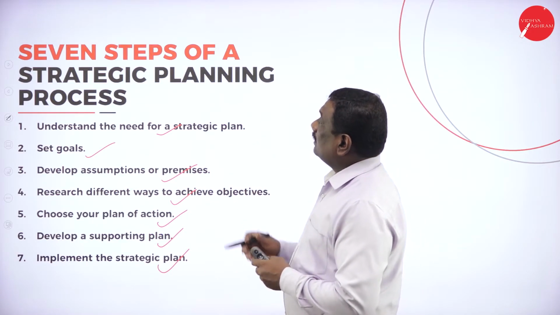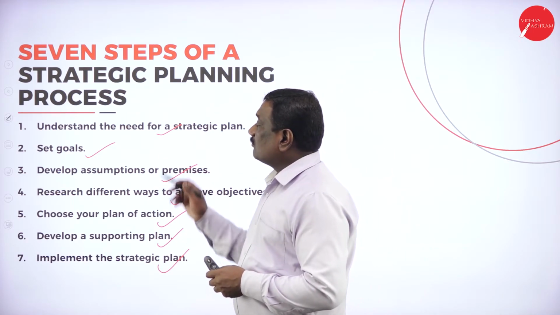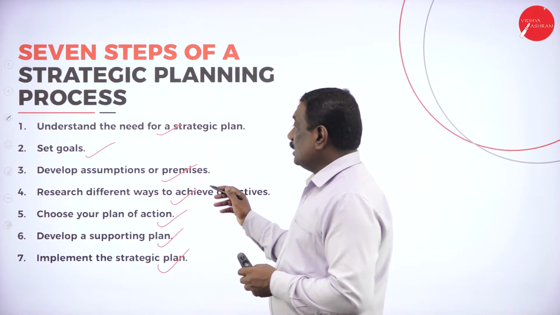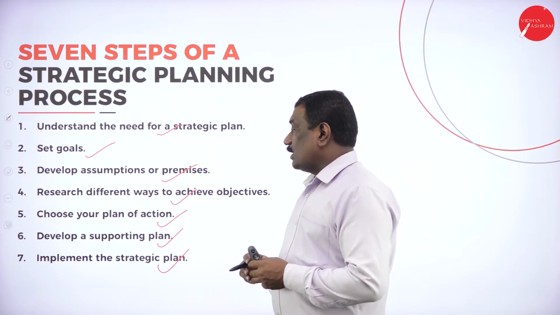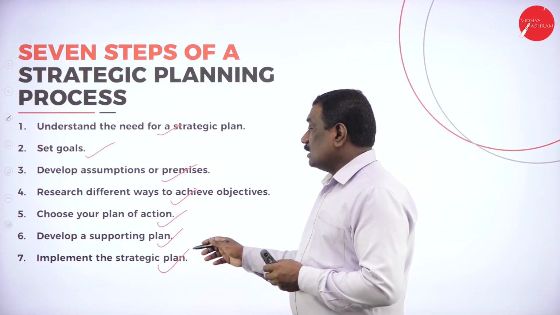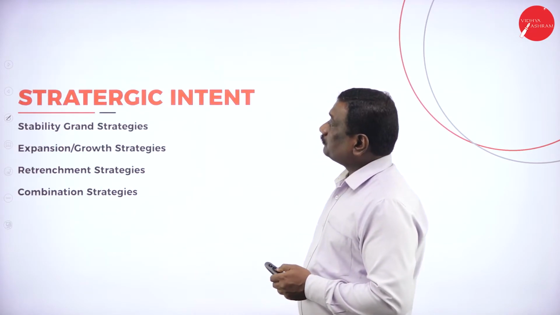Once again, I'll explain the 7 steps of the strategic planning process. First and foremost, they should understand the need for a strategic plan. Secondly, they should set the goals. Third is to develop assumptions or premises. Next, research different ways in order to achieve the objectives. Fifth is choose your plan of action. Sixth is develop a supporting plan, and the last is implementing the strategic plan.